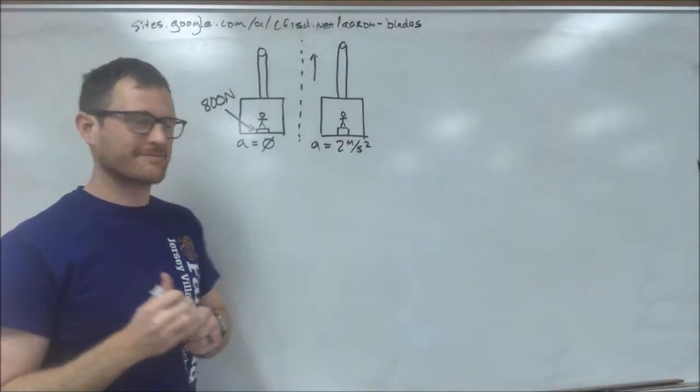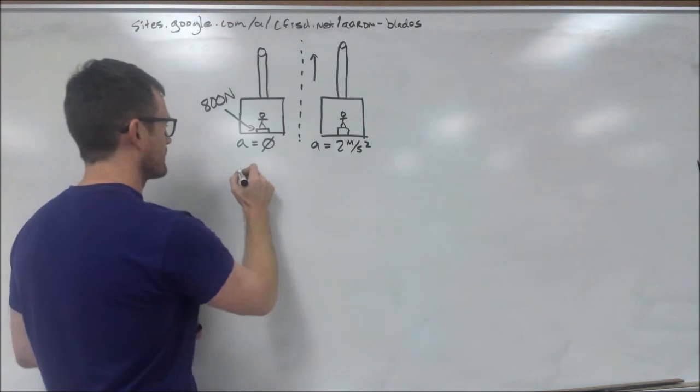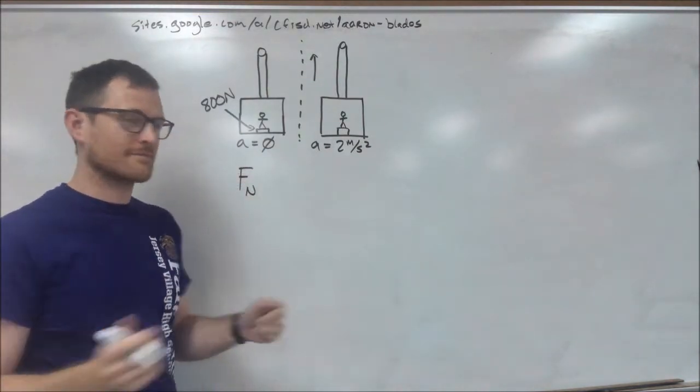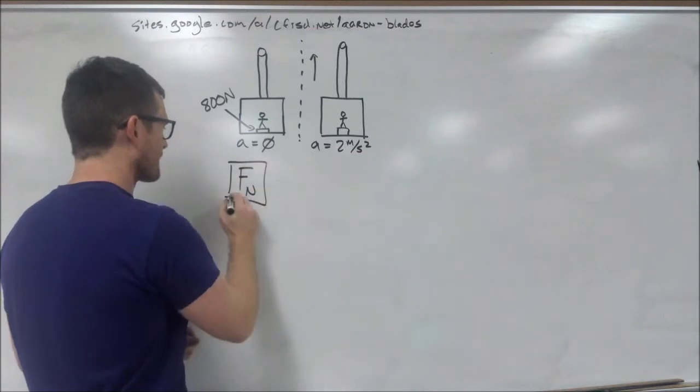Part B asks, what is the upward force exerted by the scale called? That is just our normal force, Fn. Again, normal refers to the direction, and in this case it's opposite to the force of gravity pressing down.